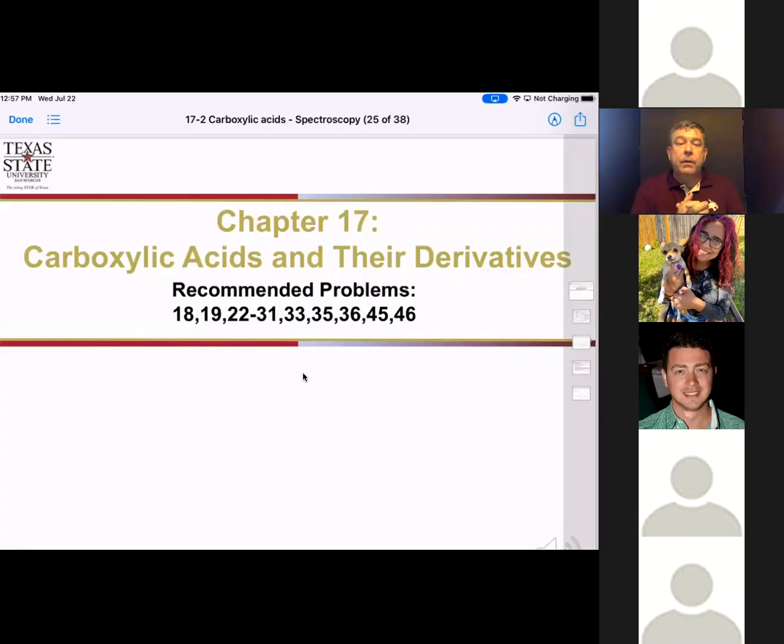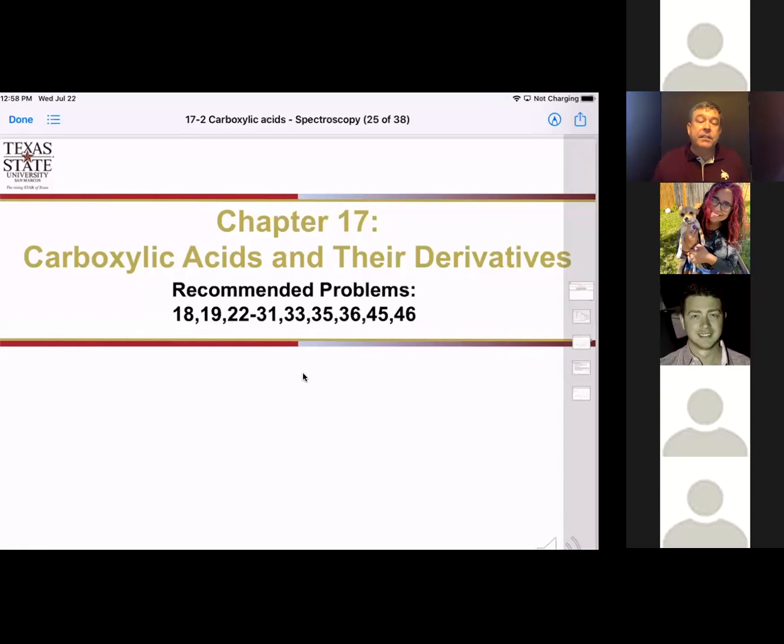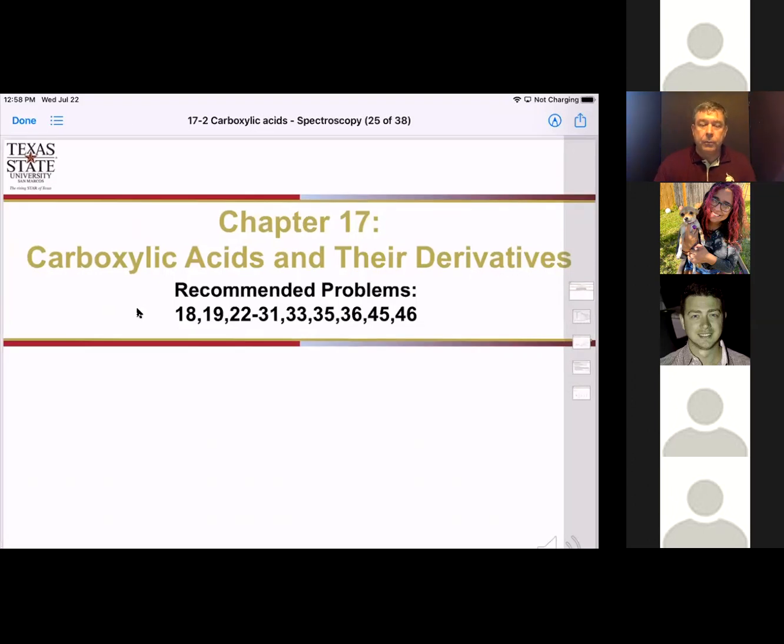Okay, we're coming back with organic chemistry on our July 22nd here. Chapter 17, part 2, we're looking at the spectroscopy of carboxylic acids and their derivatives, okay? One of the really cool things about carboxylic acid derivatives is it's really easy to follow that functional group transformation going from a carboxylic acid to an ester to an amide, whatever, in our IR spectroscopy. Our IR spectroscopy shows a lot of these changes, okay? NMR shows it too, but it really shows up in the IR, okay?